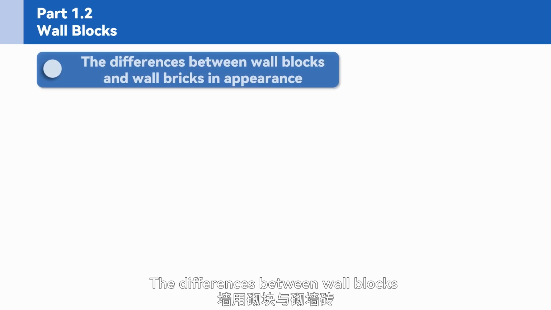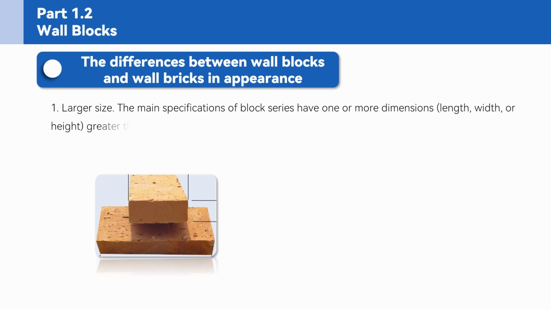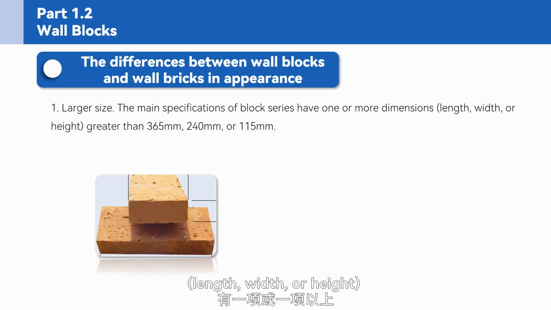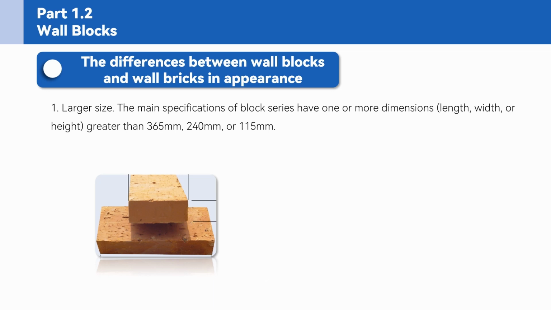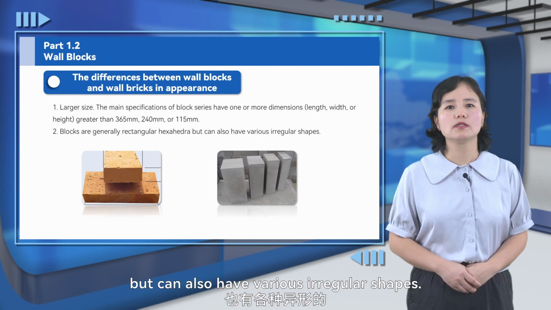The differences between wall blocks and wall bricks in appearance include: 1. Larger size, where the main specifications of block series have one or more dimensions, length, width, or height, greater than 365 mm, 240 mm, or 115 mm. 2. Blocks are generally rectangular hexahedra but can also have various irregular shapes.